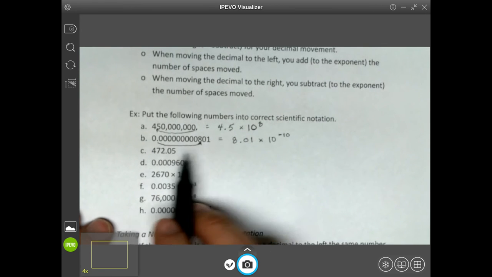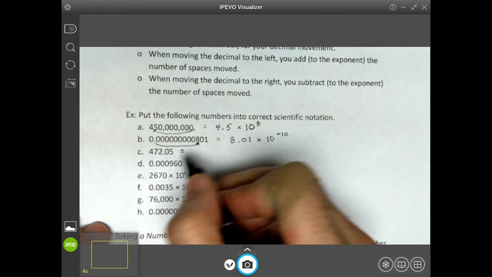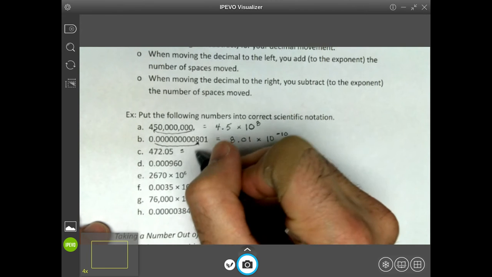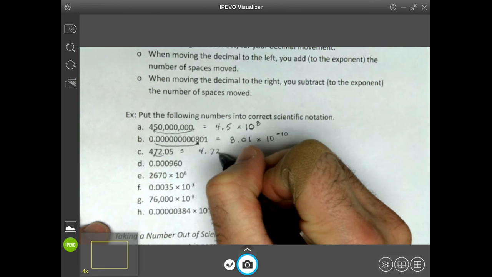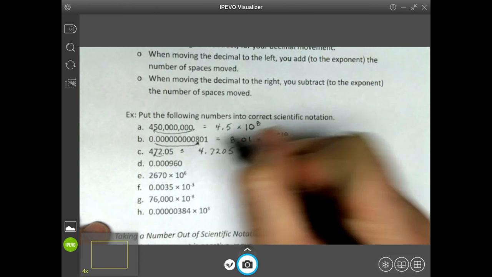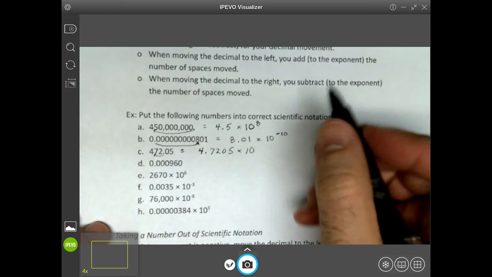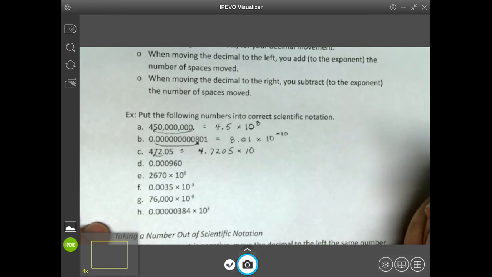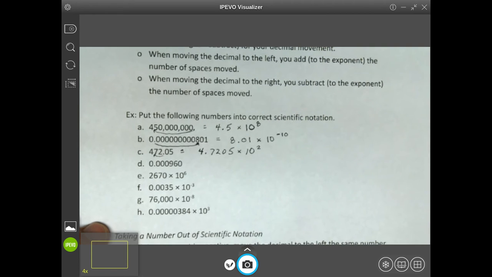Okay. So C, where are we going to move the decimal? Good, between the 4 and the 7. So it's 4.7205. We want all the numbers that were there before. Times 10. We moved it 2 to the left, so that becomes positive 2, like that.